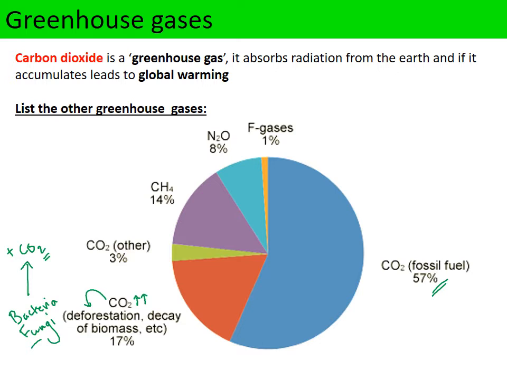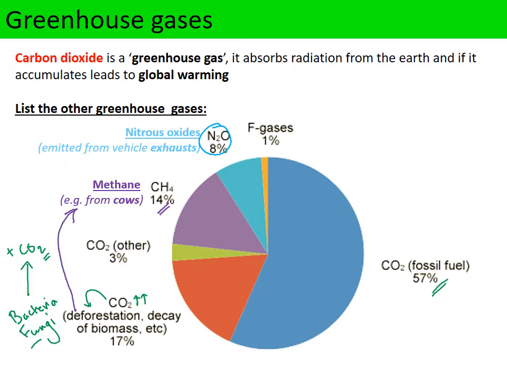Now, the other gases that we did mention, nitrous oxide is about 8%. So we know nitrous oxide does come from vehicle exhaust fumes, and that can be a greenhouse gas. We also know methane is released from cows through agriculture. It's about 14% of the carbon in the atmosphere. And we know this is also linked with deforestation. So we could put this little line up here, because trees have to be cut down quite often to make way for farmland and for area to grow and graze cows on.